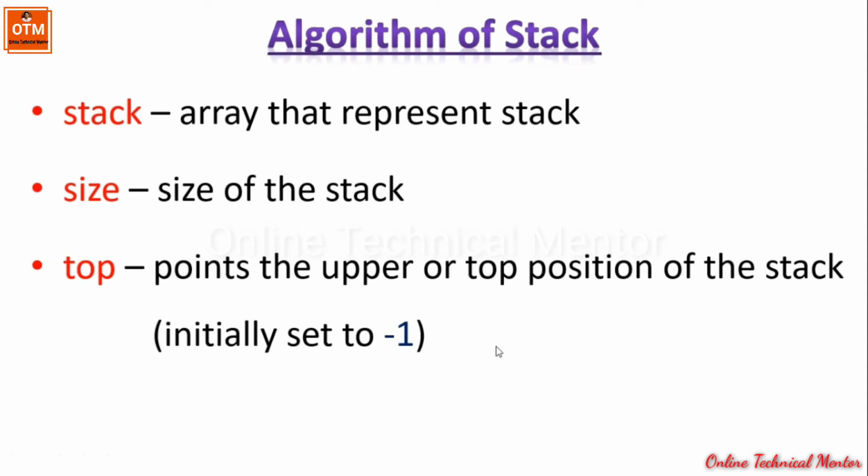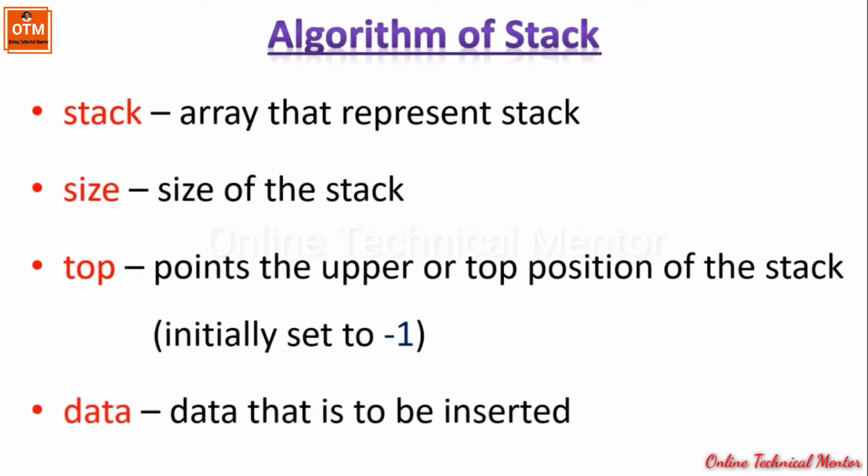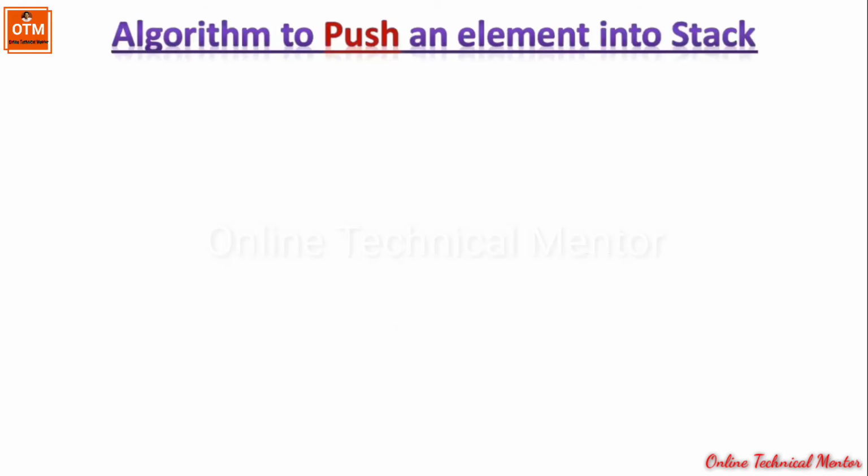In the diagram, I've already shown you that top initially points to -1. For every insertion, top will be incremented, and for every deletion, top will be decremented. But the initial position of top should be kept at -1. And at last, we require the data that is going to be inserted within the stack. So these are the variables of the structure required to build the algorithm. Since there are two operations, push and pop, that is insertion and deletion respectively, let me show you the push operation of stack first.